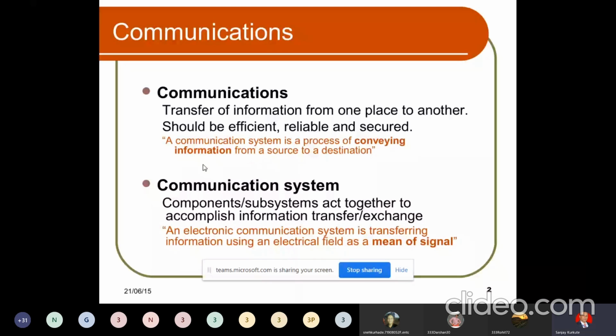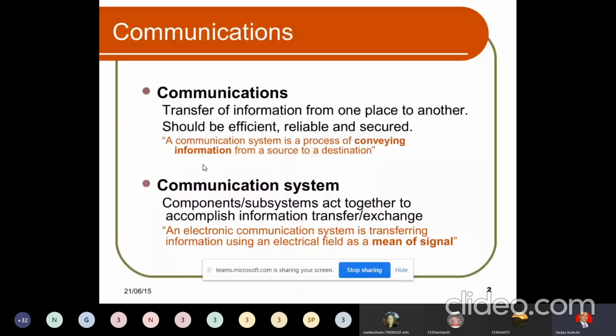So communication system is a process of conveying information from source to destination. And our online teaching system is two-way communication. We may have information from our end also, and you may ask queries or discuss from both sides. So communication is a process of conveying information from source to destination. That is a very common and simple definition, so don't worry about that.